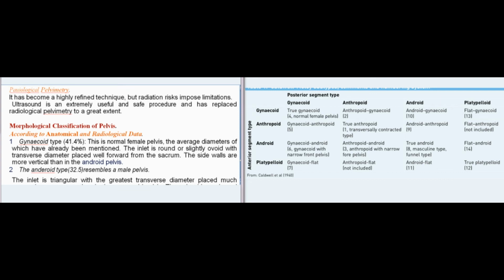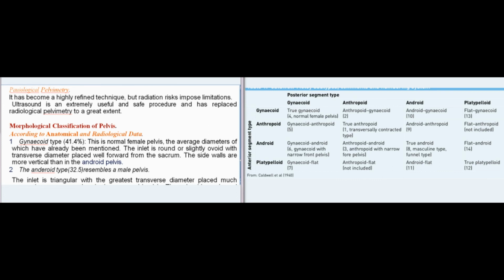Morphological classification of pelvis, according to anatomical and radiological data. 1. Gynecoid type, 41.4%. This is the normal female pelvis, the average diameters of which have already been mentioned. The inlet is round or slightly ovoid with the transverse diameter placed well forward from the sacrum. The side walls are more vertical than in the android pelvis.